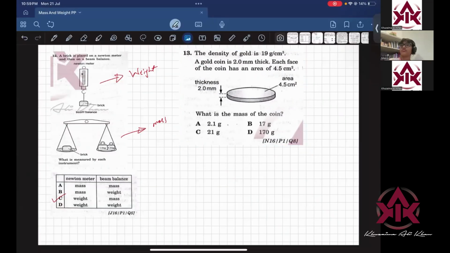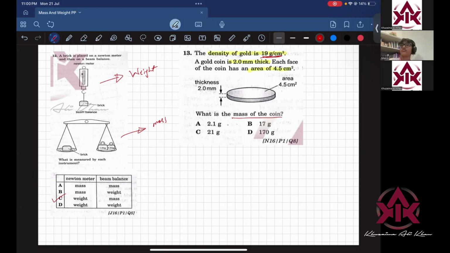So now this is a question on density. So what data are given over here? You are given the density of gold, that is 19 gram per centimeter cube. Given that the gold is 2 millimeter thick and it has a cross sectional area of 4.5 centimeter square, right? So you can see that your density is given in gram per centimeter cube. That means that your volume should also be in centimeter cube, right? You want to find out the mass of the coin here, right?